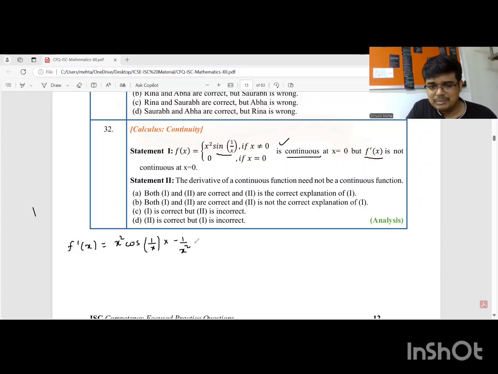I've done this in minimum steps. I hope you already know derivatives well enough. If you don't, my best wishes are always with you. My prayers will always be with you. Sine of 1 by x into derivative x square, students, is 2x. This is the final derivative.